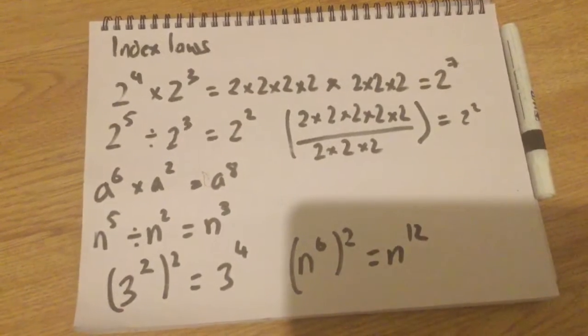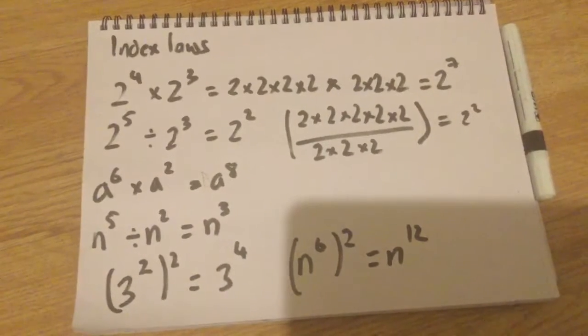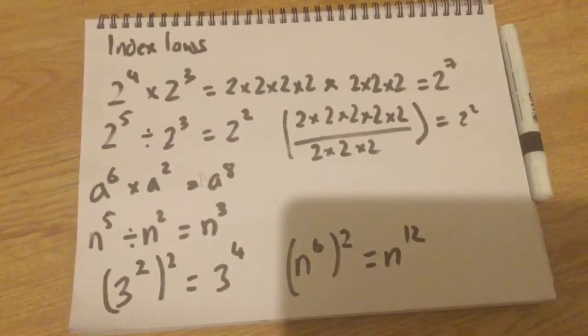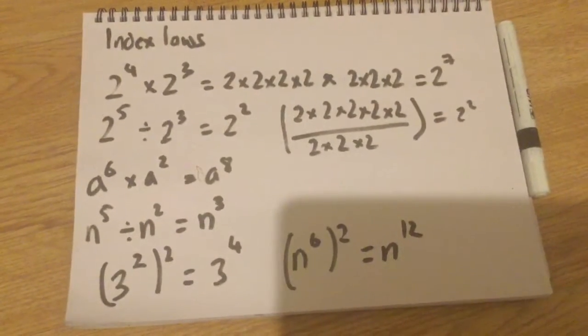Similarly with division, you're subtracting. 2 to the 5 divided by 2 to the 3 is 2 to the 5 minus 3, which is 2 to the 2. And you can see that almost written as a fraction there to the right of it. All those twos would cancel, and how many twos would you have left? You'd have two at the top and none at the bottom, so 2 to the 2.